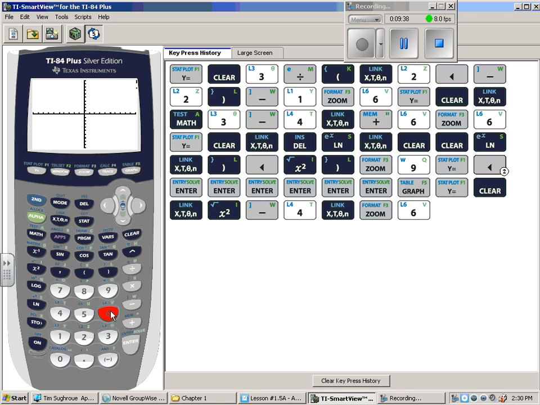And we see it's a parabola. It opens upward. It does not pass the horizontal line test for one-to-one functions.